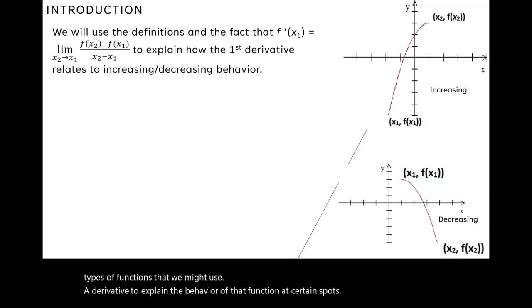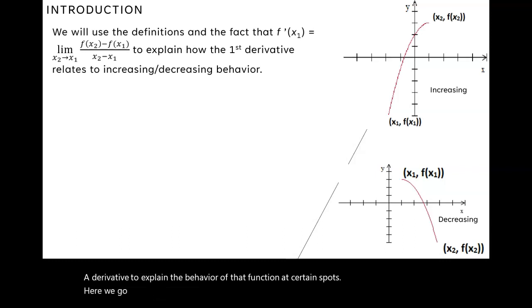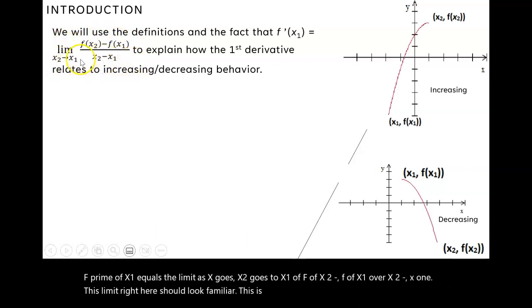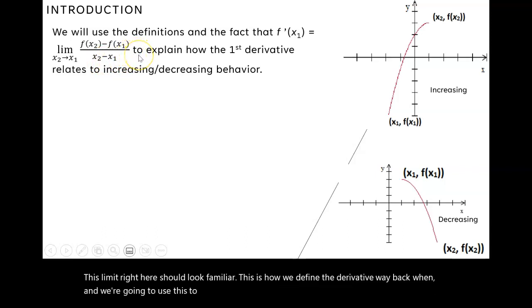Here we go. We go back a little bit to pre-calculus, and we're going to use the fact that, first of all, f prime of x1 equals the limit as x2 goes to x1 of f of x2 minus f of x1 over x2 minus x1. This limit right here should look familiar. This is how we defined the derivative way back when. And we're going to use this to explain, along with pre-calculus knowledge, how the first derivative relates to increasing or decreasing behavior.